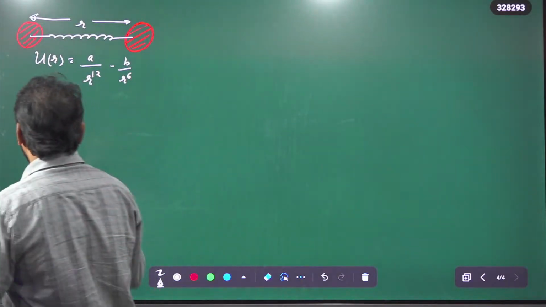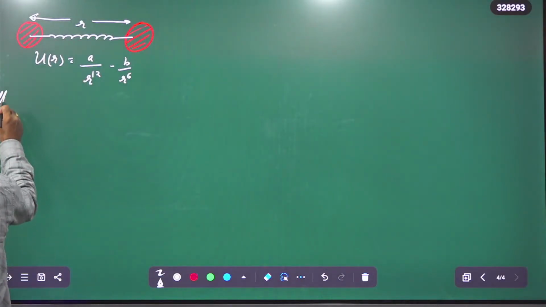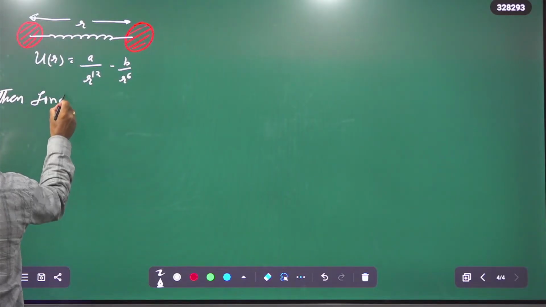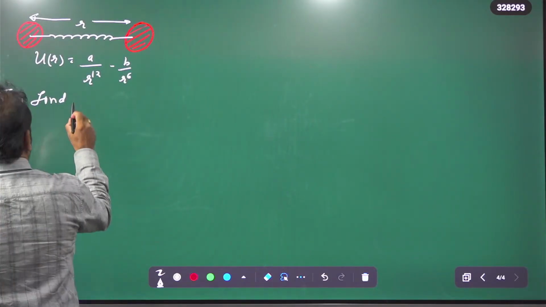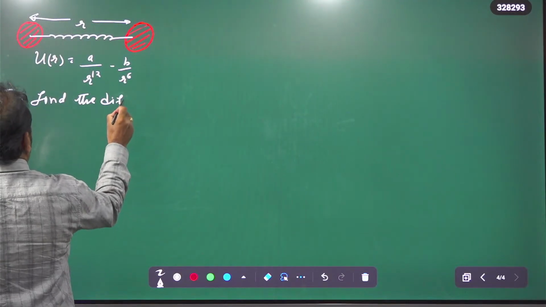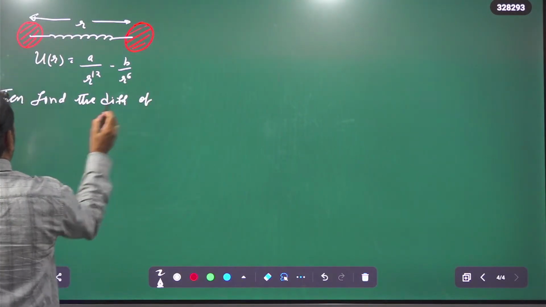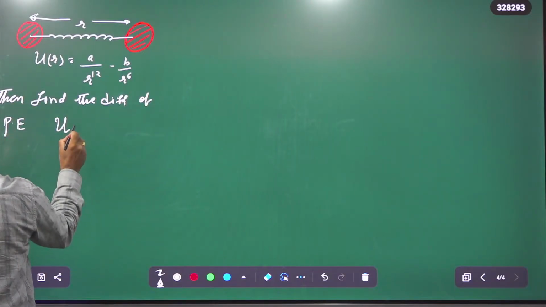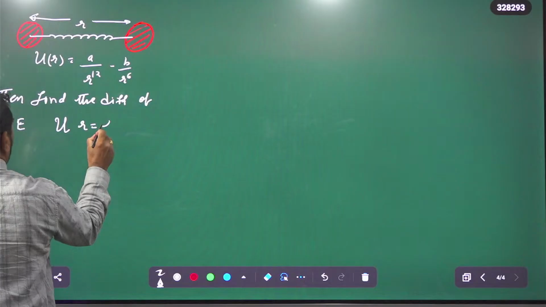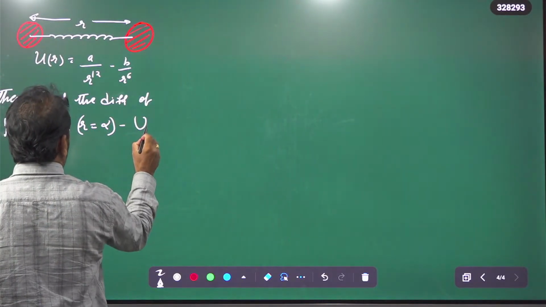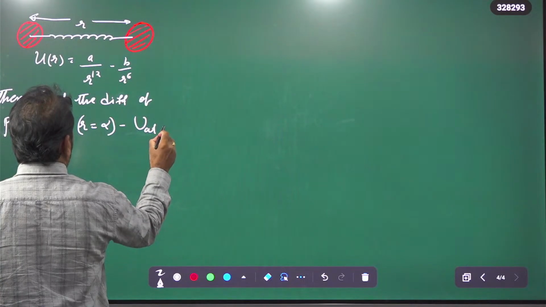Then find the difference of potential energy: U of r as r tends to infinity, minus U at equilibrium.